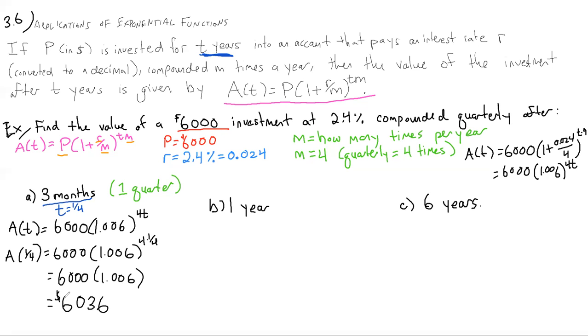Okay, so what this number means exactly is that we started with 6,000, and what we've got here is that after 3 months, we've gained $36 in interest. And $36 is a particular percentage of 6,000. It's actually 0.6%.